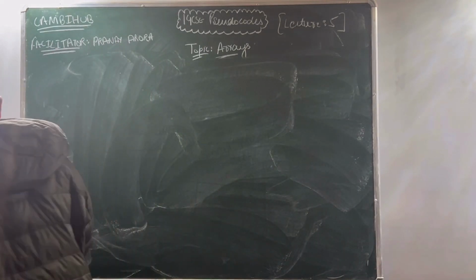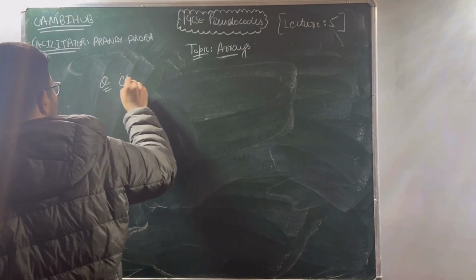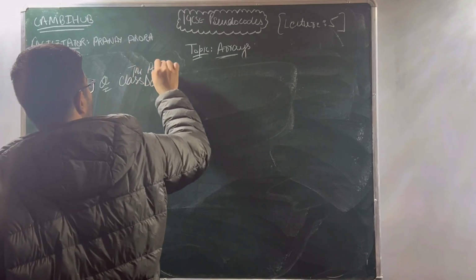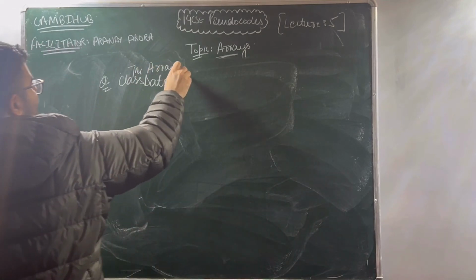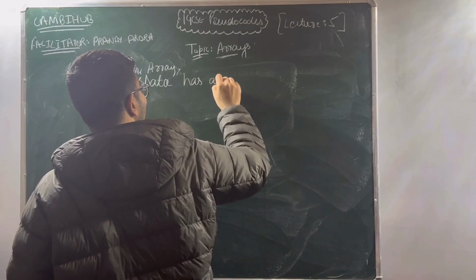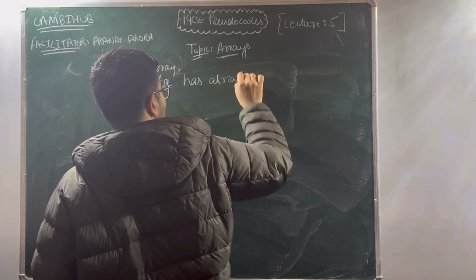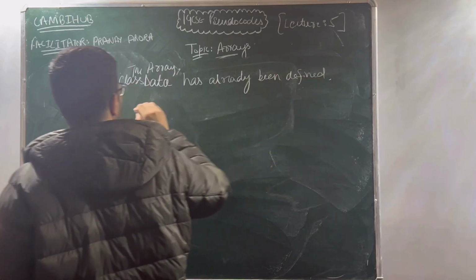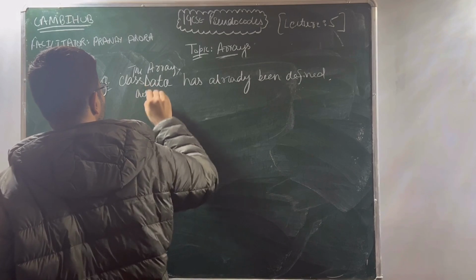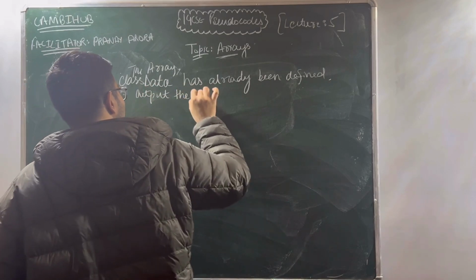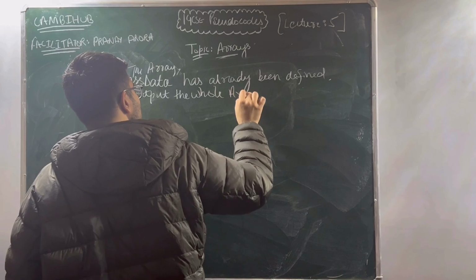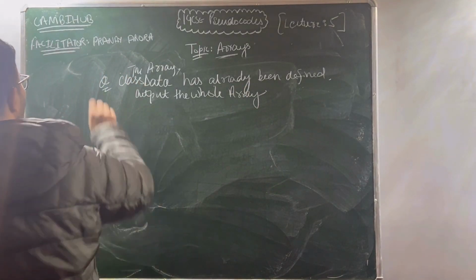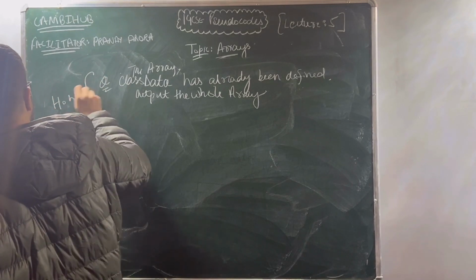Now the question says that the array class data has already been defined, right? Output the whole array. We need to output the whole array, right? So this is a homework question for you. You'll write the answer in the comment, right?